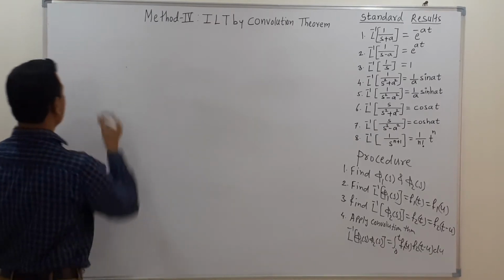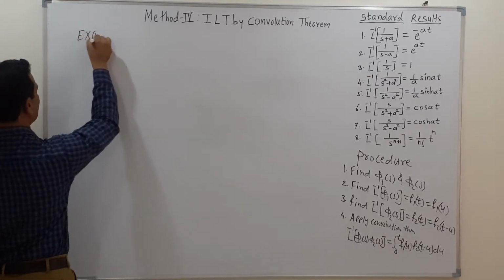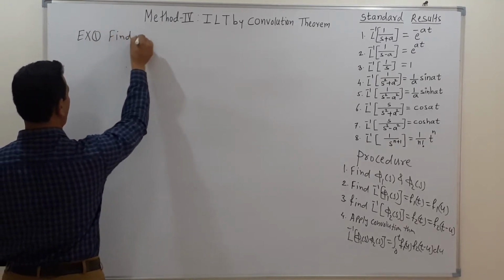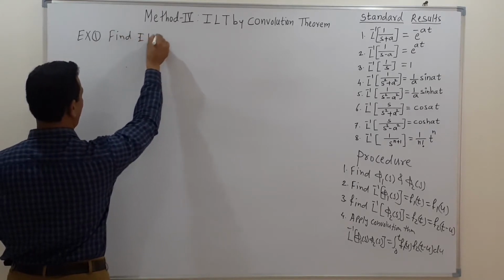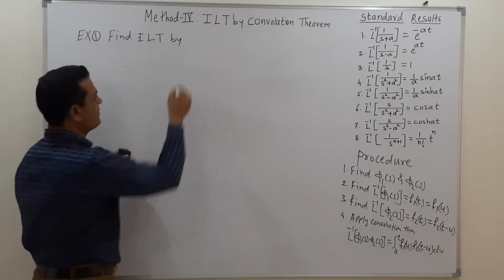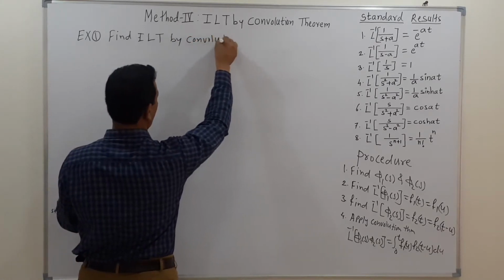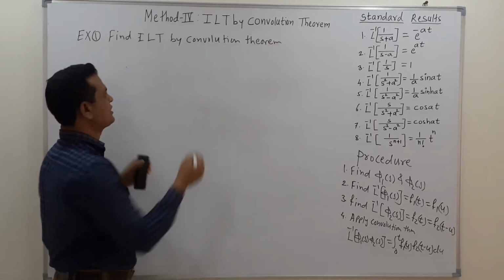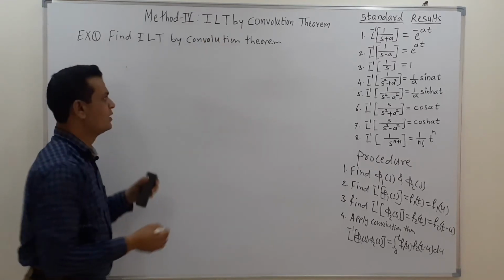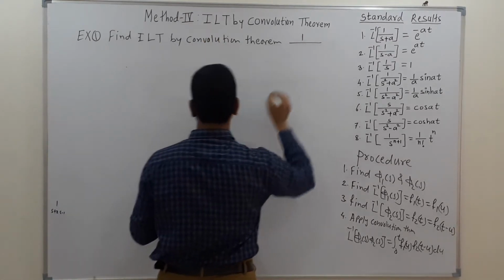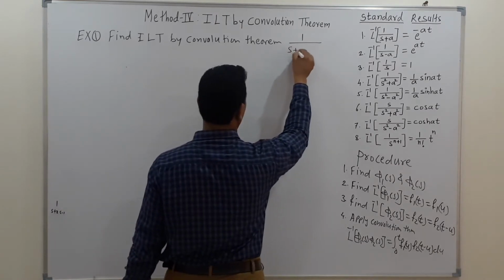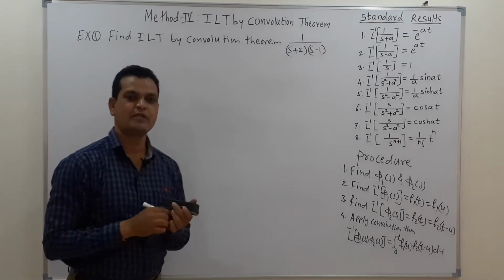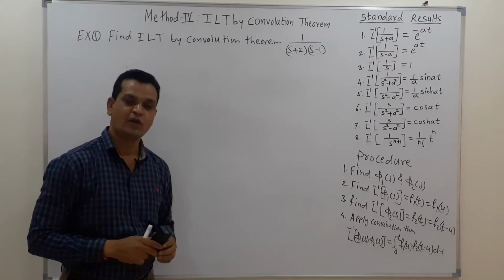So first exercise, example first: find the inverse Laplace transform by convolution theorem. So find the inverse Laplace transformation by convolution theorem. So for the term, suppose this is 1 upon s plus 2 and s minus 1. So we have to apply here the convolution theorem.